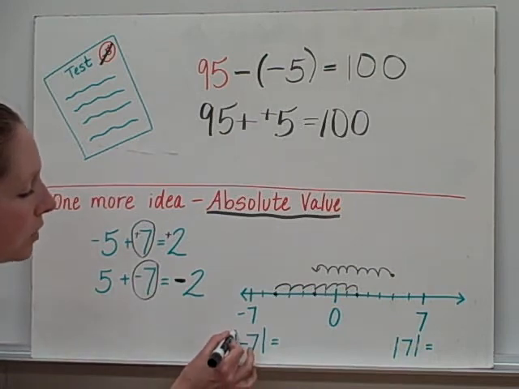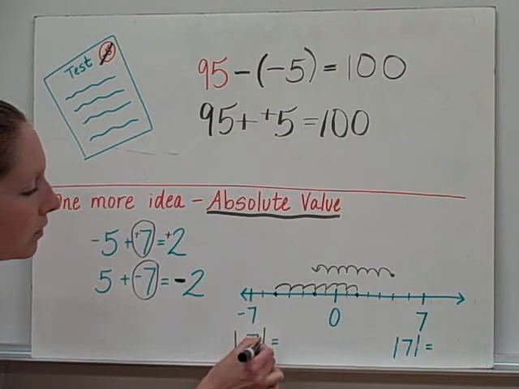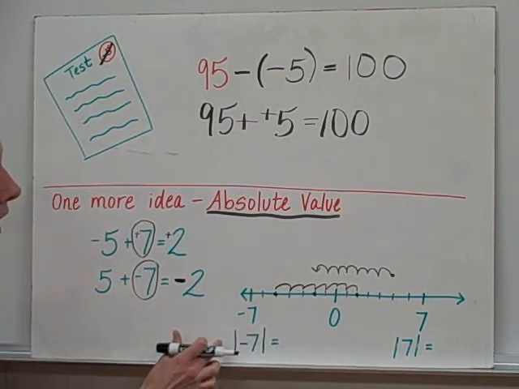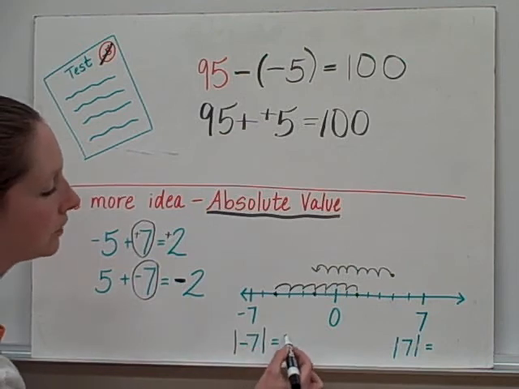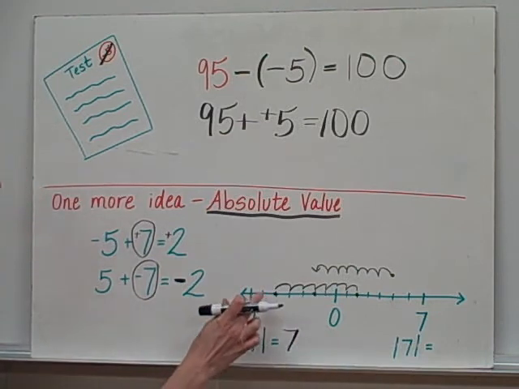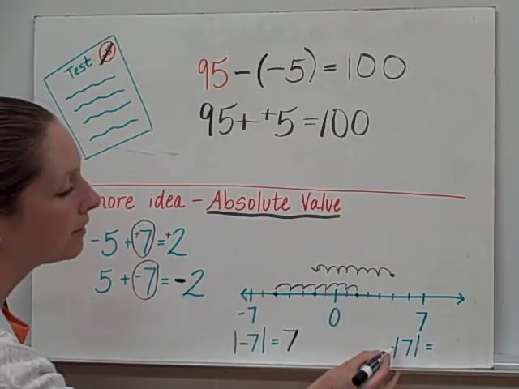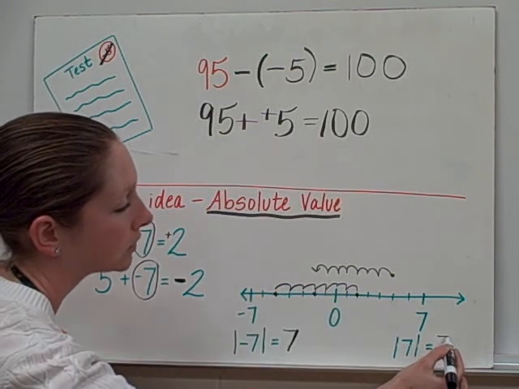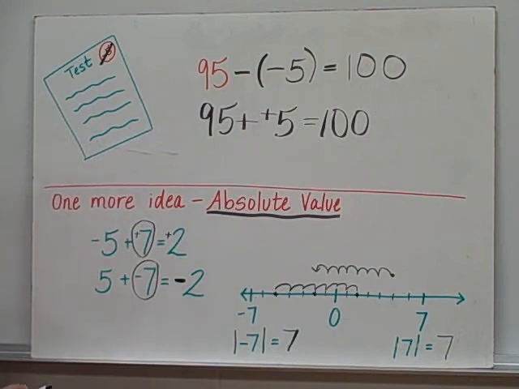Absolute value, we use bars up and down. So when I say absolute value and I use these bars, that's what I'm talking about. The absolute value of negative 7 is 7. Okay, it takes me 7 hops to get to 0. And the absolute value of positive 7 is also 7. Okay, so make sure that goes in your vocab book.